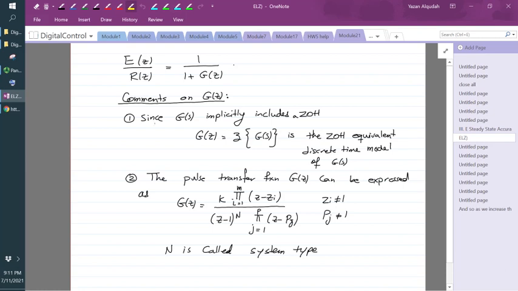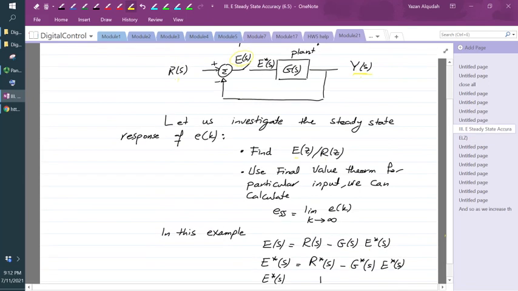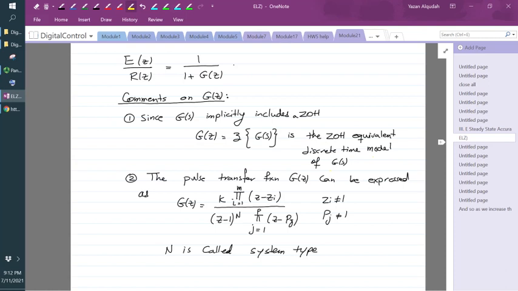Now some comments on this G of Z. G of Z implicitly includes the zero order hold. G of Z is equal to the Z transform of G of S, and therefore it already includes the zero order hold. G of Z is the zero order hold equivalent discrete time model of G of S. So if you look here, I did not explicitly draw a block for the zero order hold, so we included the zero order hold with G of S.